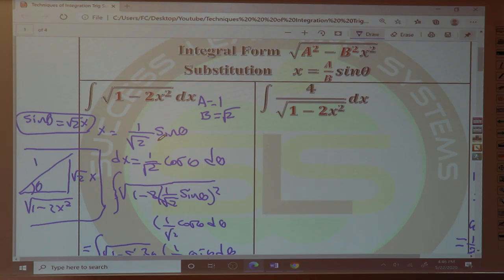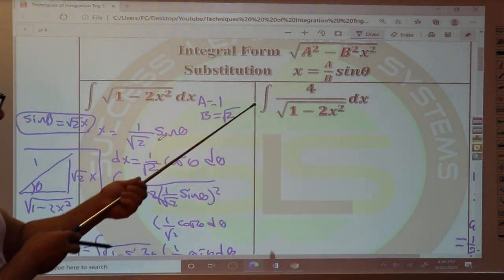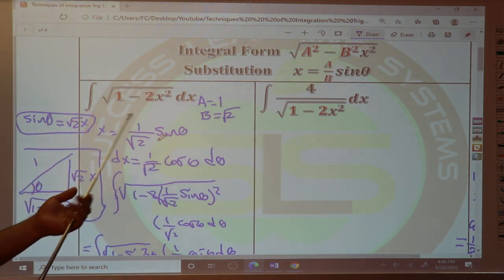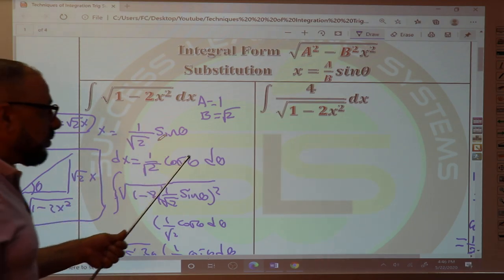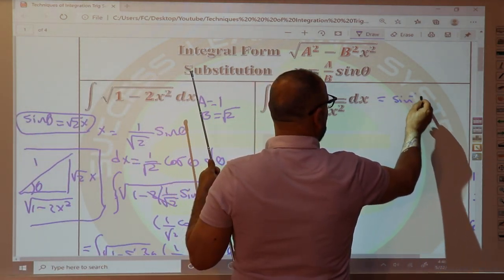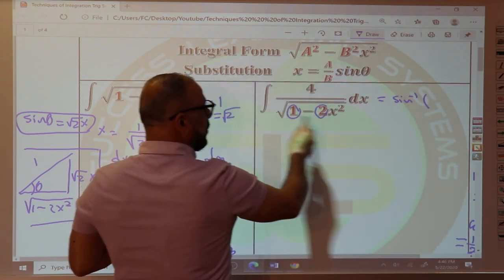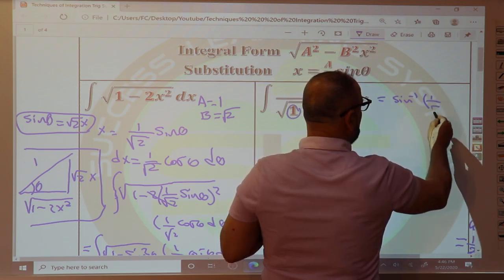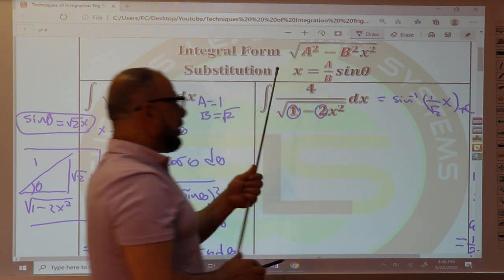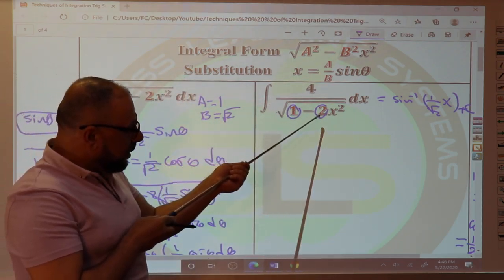Now let us go to this guy. Look here, I put this similar, but since we have it in the denominator, I can't tell you the sine inverse answer. Sine inverse from the beginning, 1 over square root of 2 x plus c. This is my final answer. Look here, square root of 1 is 1, square root of 2.